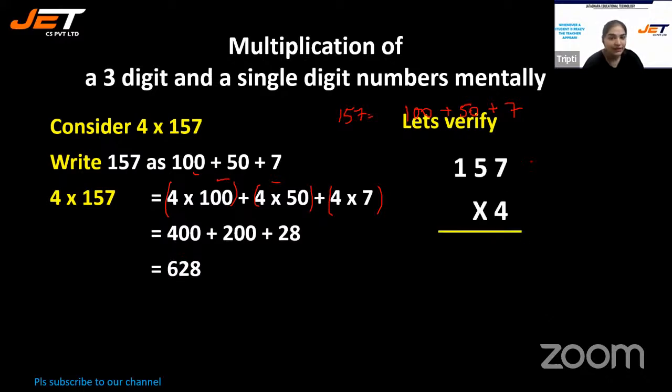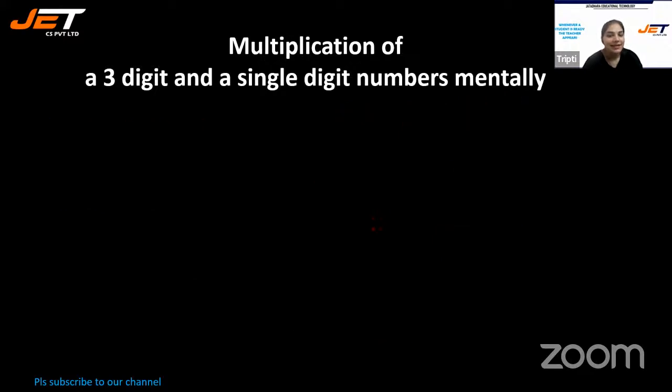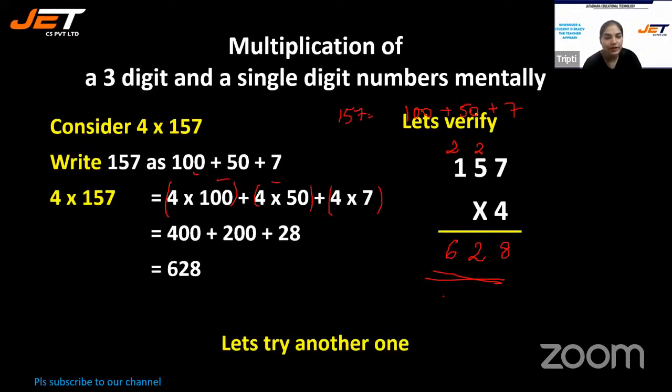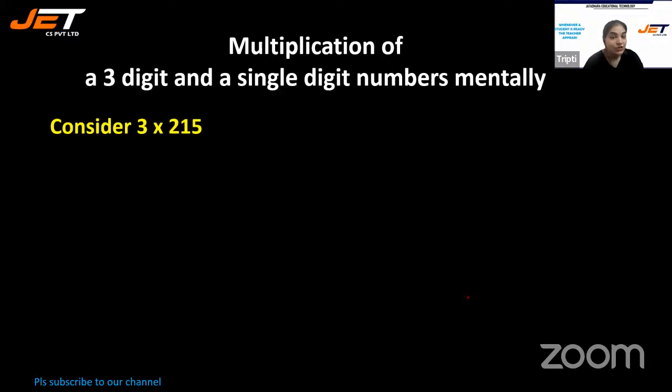4 sevens are 28. 4 fives are 20 plus 2, 22. 4 ones are 4 plus 2, 6, so 628. Hence verified. Easy. Let's see the other one now. Children, I want you to do this, please. Super easy questions.